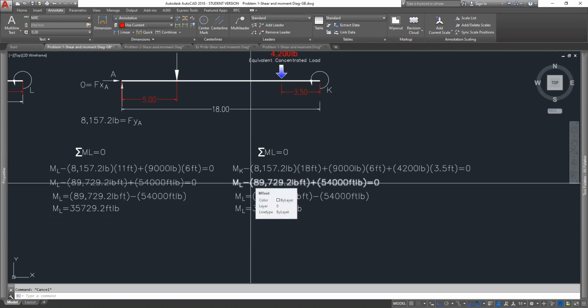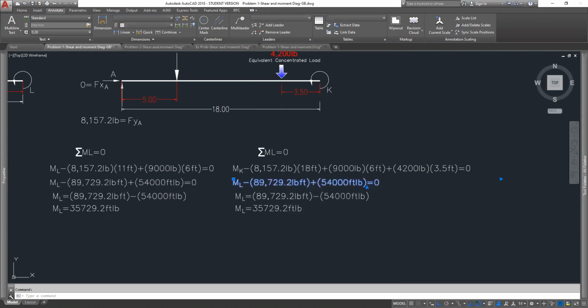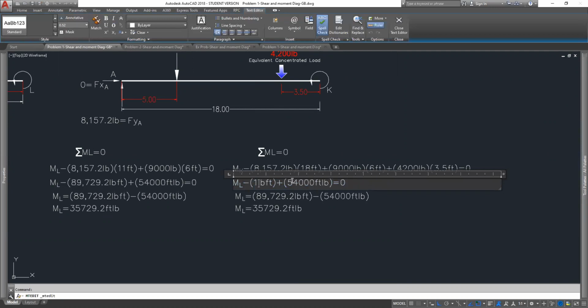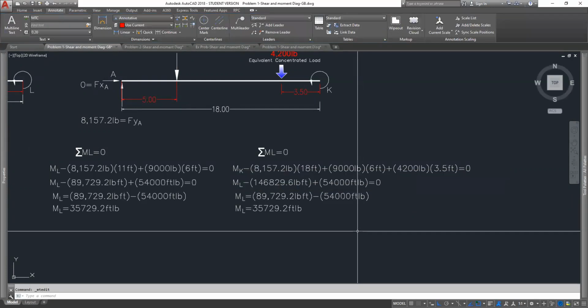8,157.2 times 18 is 146,829.6. Okay, now how about the next one?